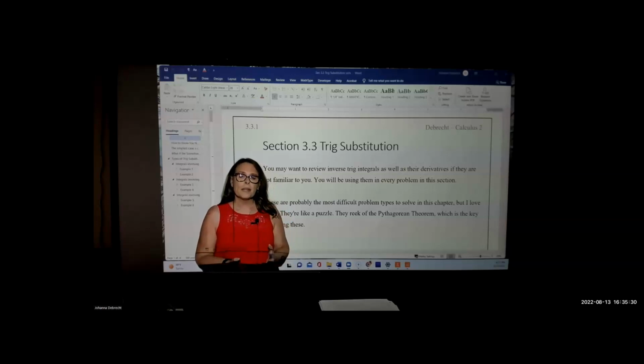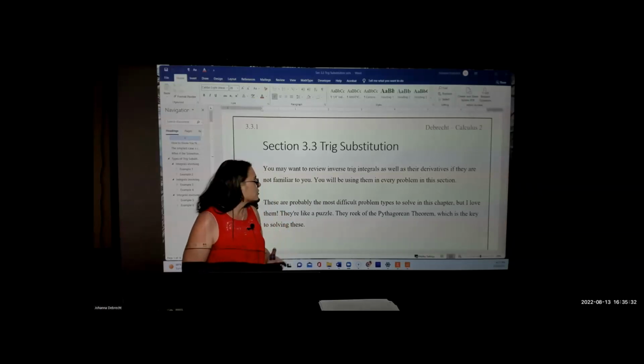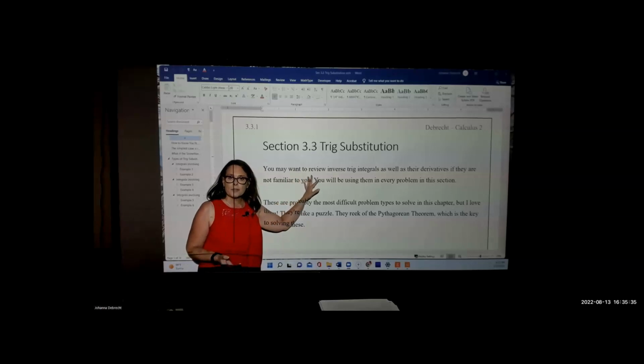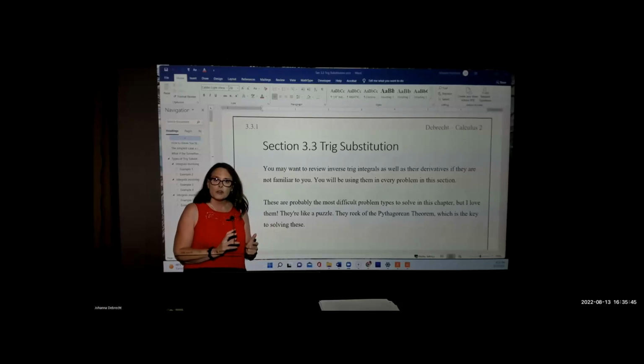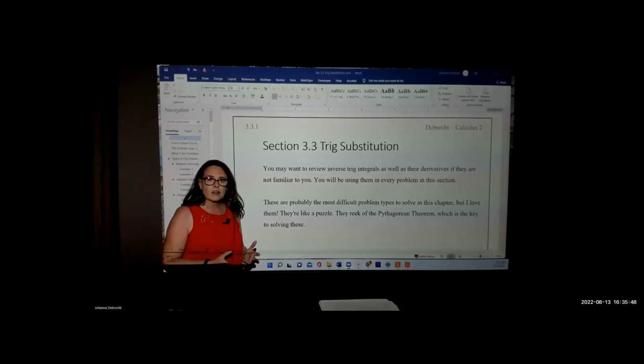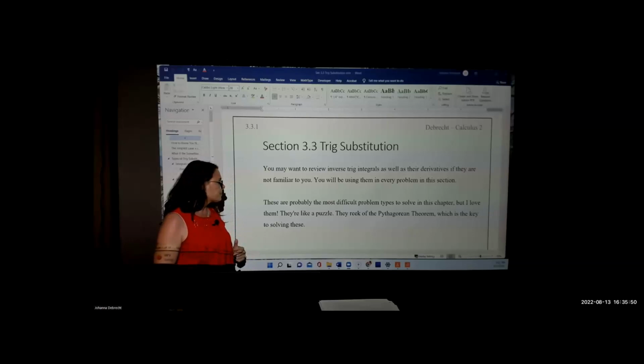We'll also probably have to use inverse trig functions. So this might be a good opportunity for you to go brush up on your inverse trig integrals and make sure that you remember what their derivatives are and how to work with inverse trig. And make sure that you're familiar with them before you get started on the homework in this section.